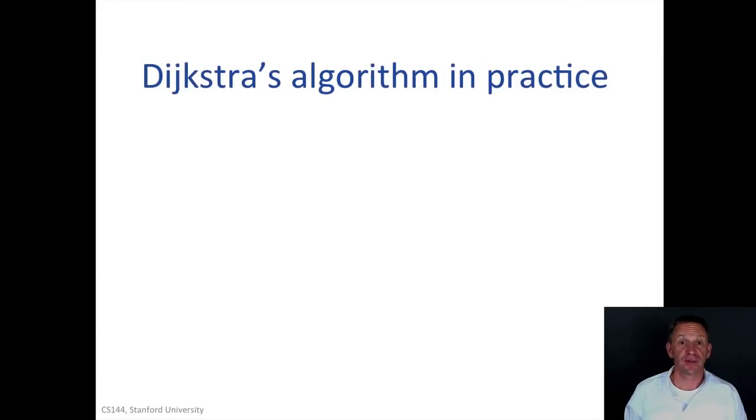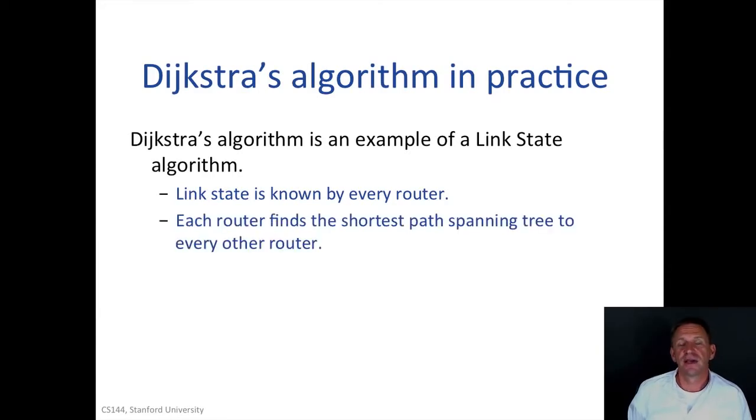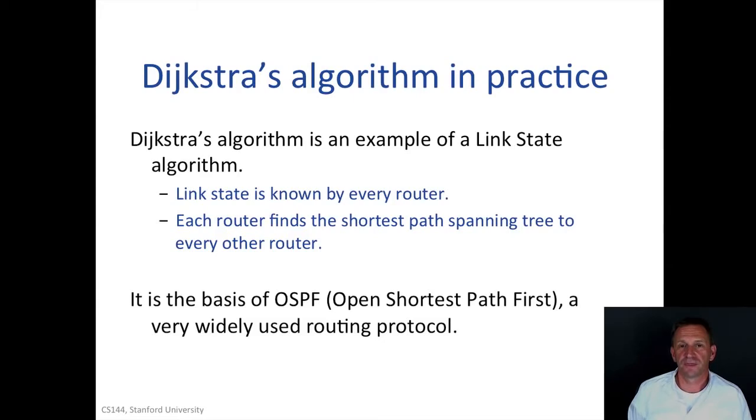So let's see how Dijkstra's algorithm is used in practice. Dijkstra's algorithm is an example of a link state algorithm. That means that the link state is known by every router. In other words, it's flooded amongst the routers to make sure that all of the routers know the entire topology and the state of the links in the network. And then each router independently calculates the shortest path spanning tree from itself to every other router in the network. Dijkstra's algorithm is the basis of OSPF, or Open Shortest Path First, a very widely used routing protocol in the internet, and we're going to see that in a later video.